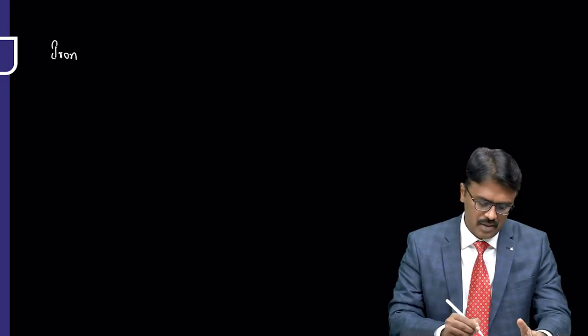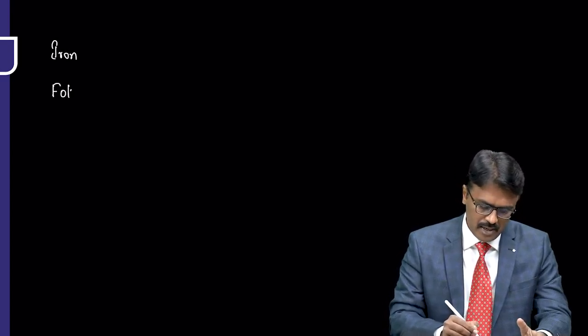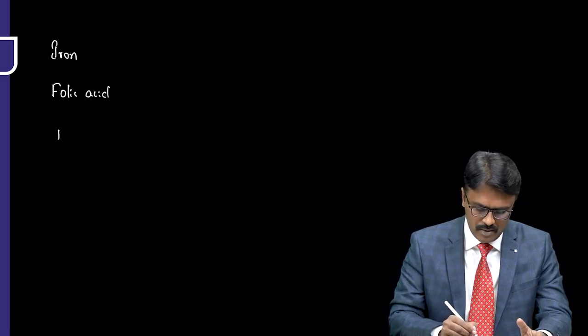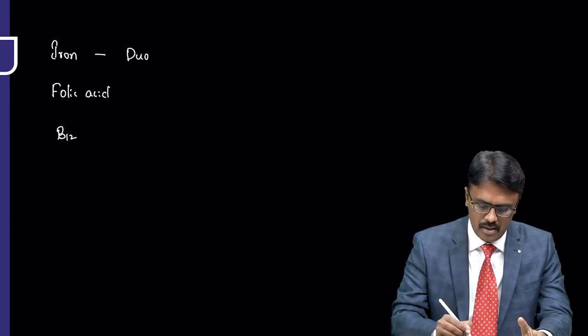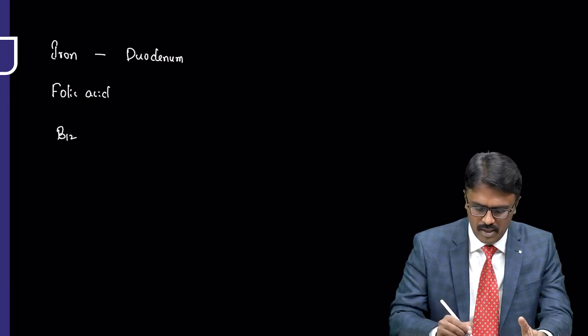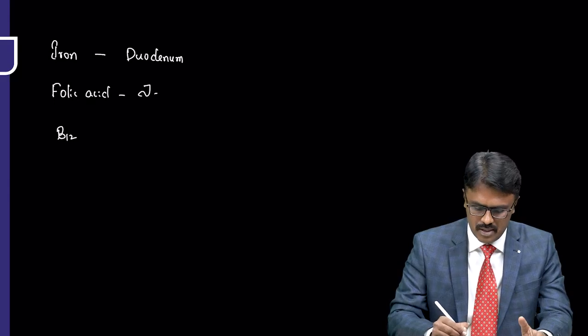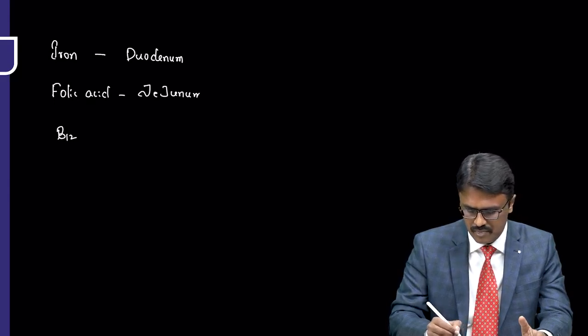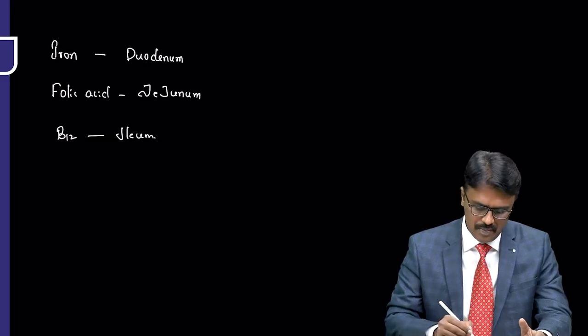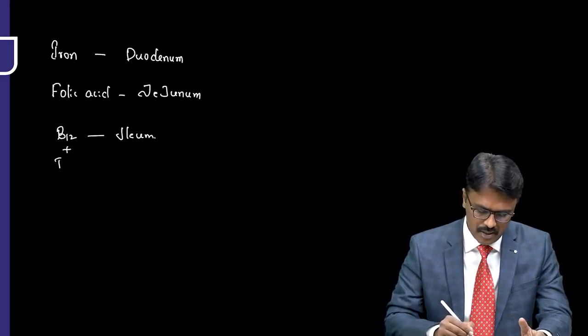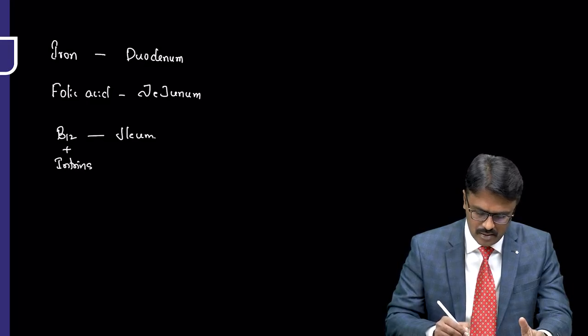Next, let me tell you one interesting concept here. They can ask you, where is iron absorbed maximally? Where is folic acid absorbed maximally? Or where is B12 absorbed maximally in the gut? Iron is maximally absorbed in the duodenum, folic acid is maximally absorbed in the jejunum, and B12 in the terminal part of the ileum. And you know that B12 absorption in the ileum requires a factor called intrinsic factor. With the help of that only it is absorbed.